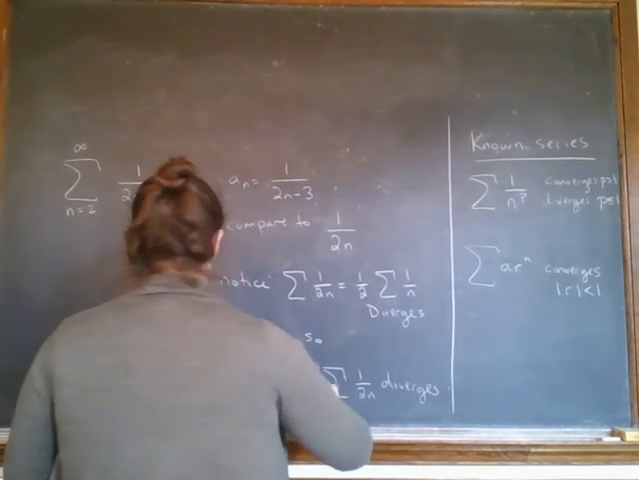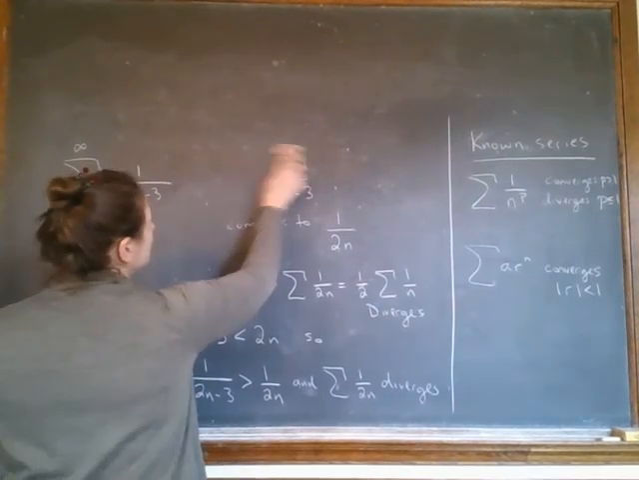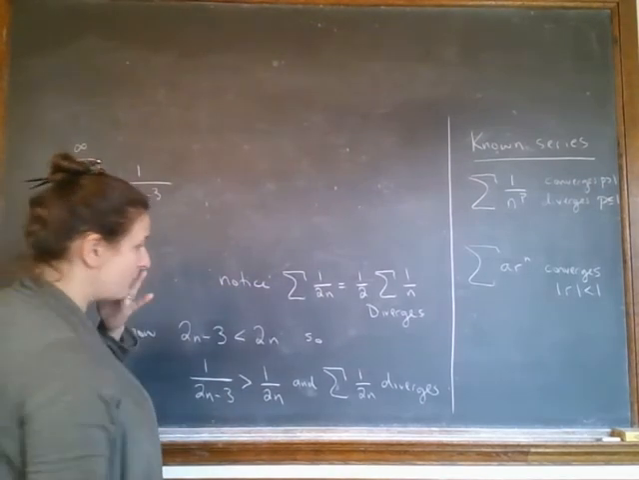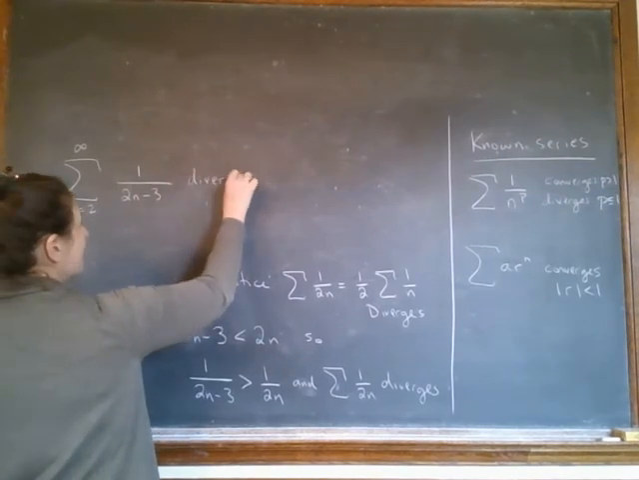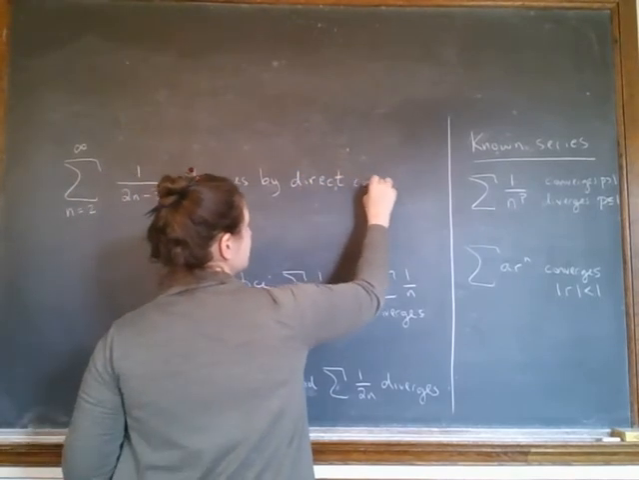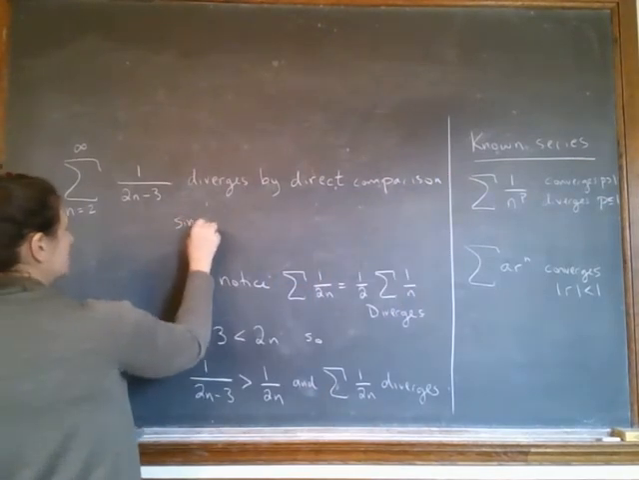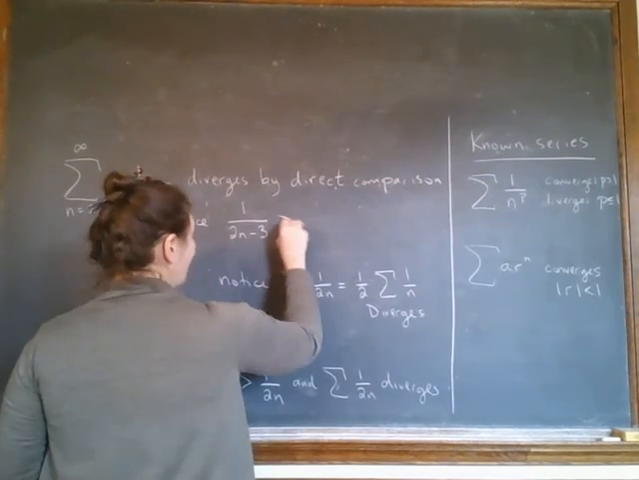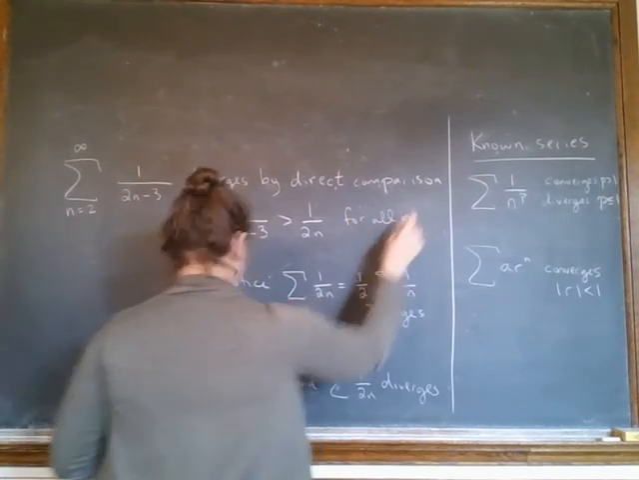These are our ideas. So I'm a little bit out of space. I want to keep that. So maybe what I would like to write then, if I am asked to explain my thought process, is: this series diverges by direct comparison, since 1 over 2n minus 3 is greater than 1 over 2n for all n.